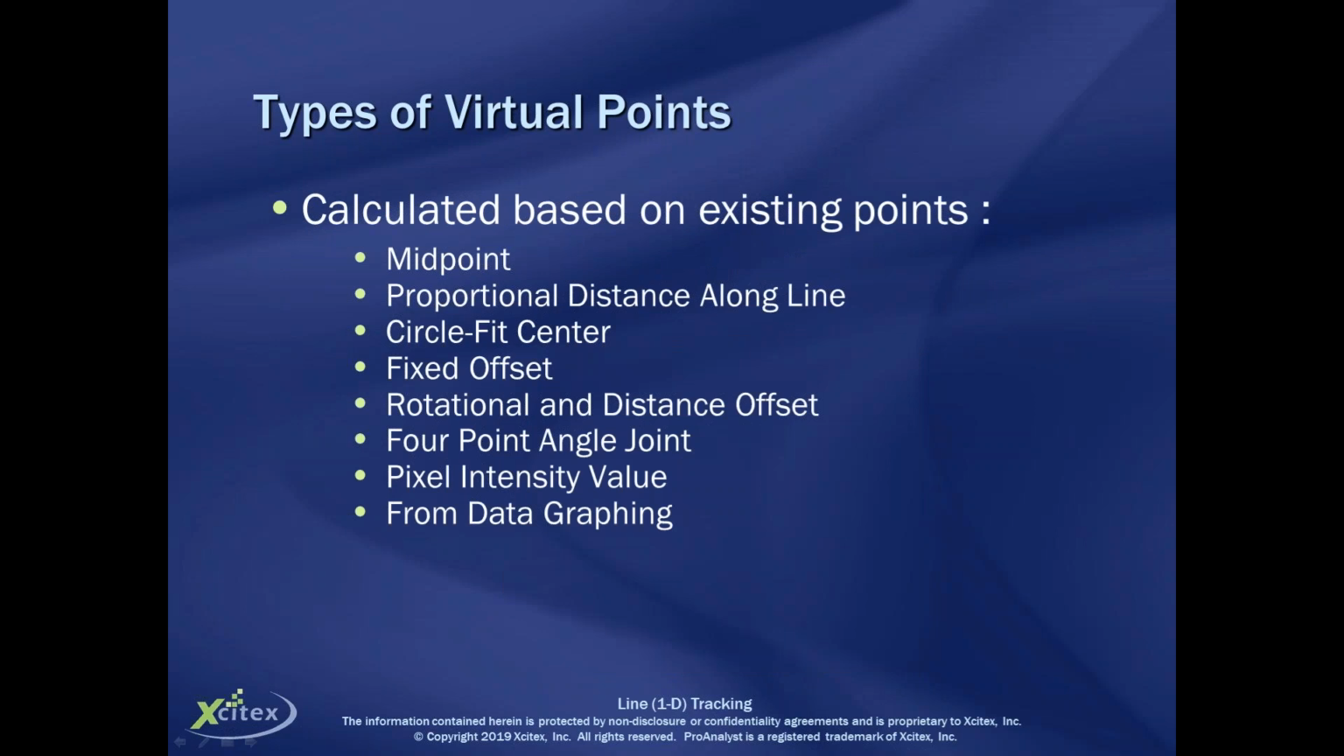So the second type of virtual points are calculated points. Whereas the other ones were imported from measurements that were made, these calculated points are based on existing points or features within the video. These are used to get a better idea of the motion within the video and to simplify some of the things that we are seeing. I'll go through the list of them here.